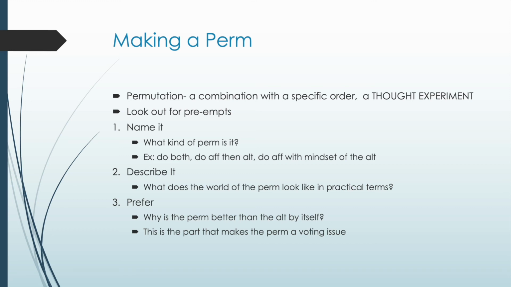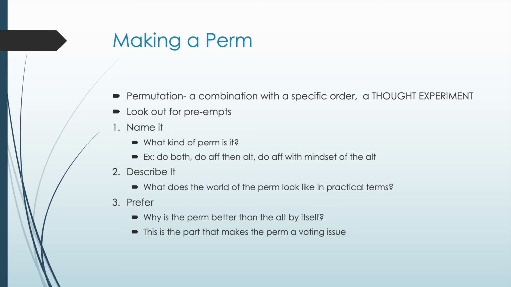So first, you're going to name the perm. What kind of perm is it? There's a lot of different types of perms, because remember, a perm, short for permutation, is just a combination with a specific order. So can we do both at the same time? Do we do the AF and then later on we can do the alt?